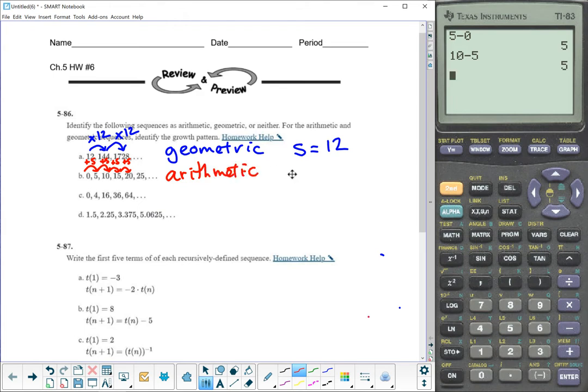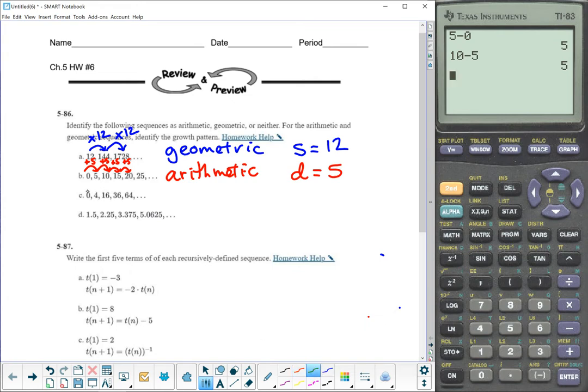Okay, and this one, our common difference is 5. We don't have to say plus 5. By saying arithmetic and using the letter D, we are actually saying that we're adding 5. So we don't need to actually say plus 5, or we don't need to say times 12, because when we say geometric, and we say S equals 12, it automatically means times 12. Okay, see?